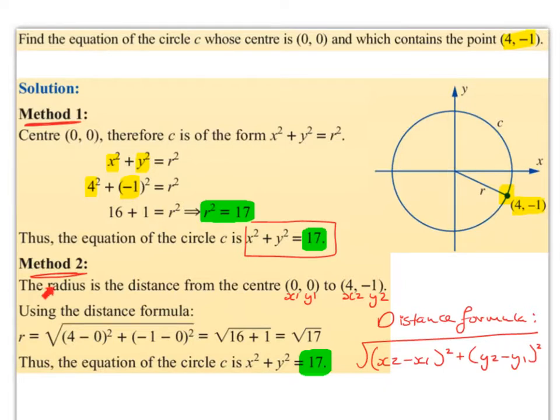Method 2. The radius is the distance from the centre (0, 0) to the point (4, minus 1). So we're going to label them x1, y1, x2, y2. We're going to use the distance formula and substitute into the distance formula. So we get the square root of (4 minus 0) squared plus (minus 1 minus 0) squared, which gives us the square root of 16 plus 1, which is the square root of 17. Thus, the equation of the circle C is x squared plus y squared is equal to 17.